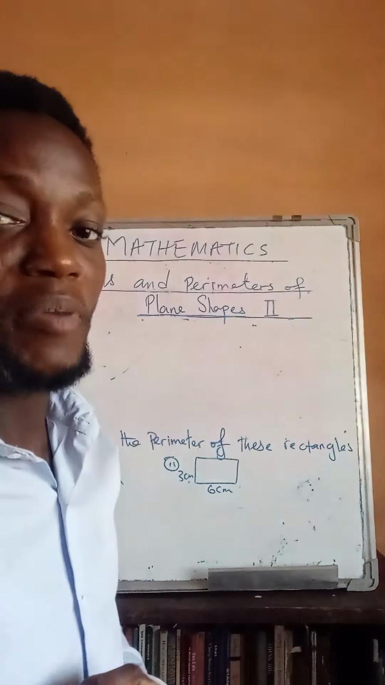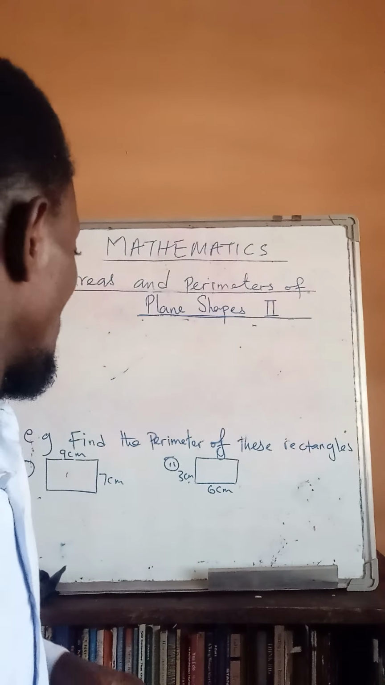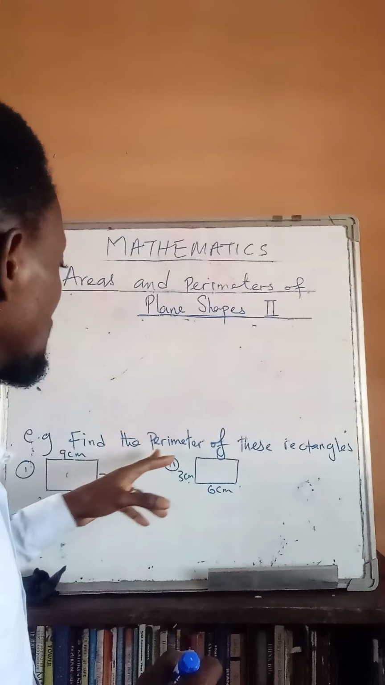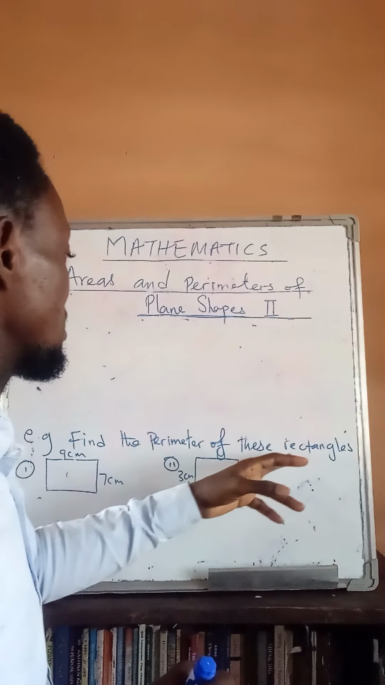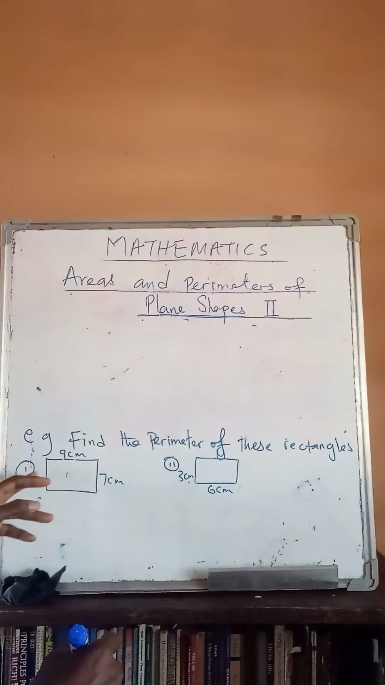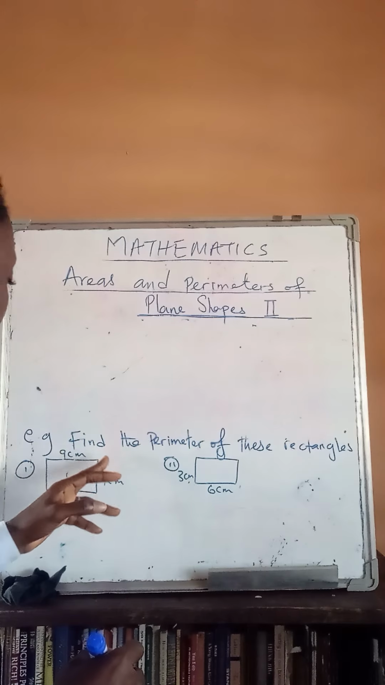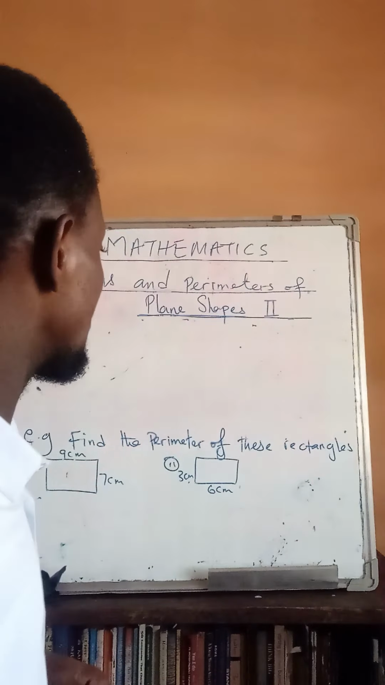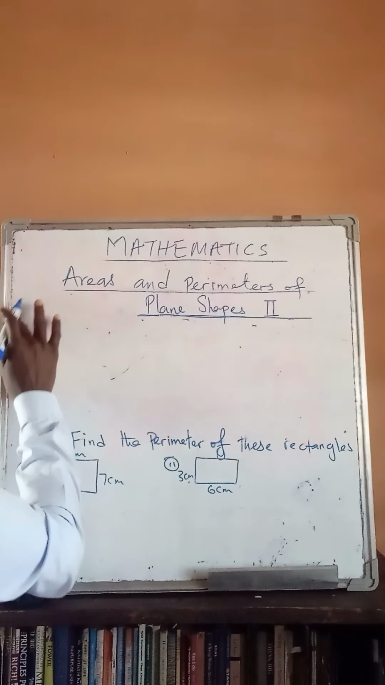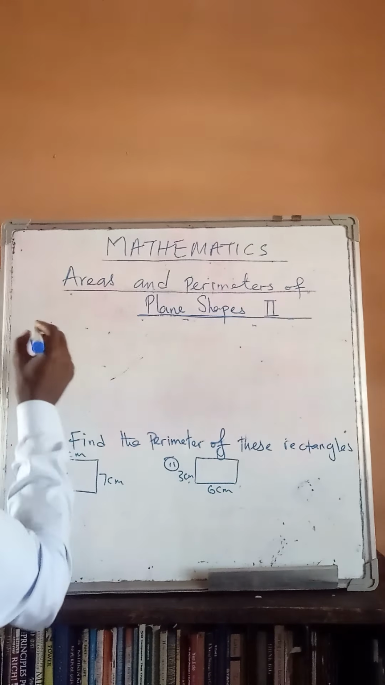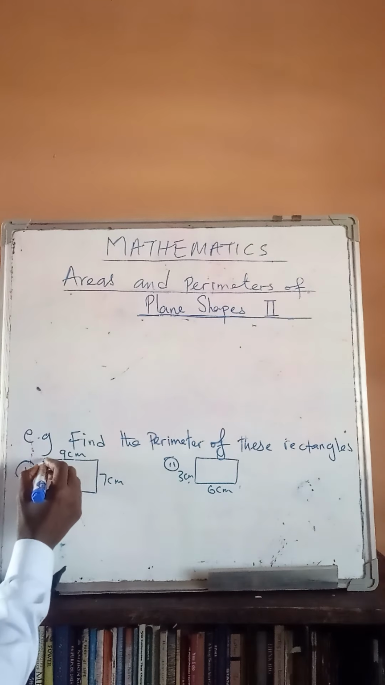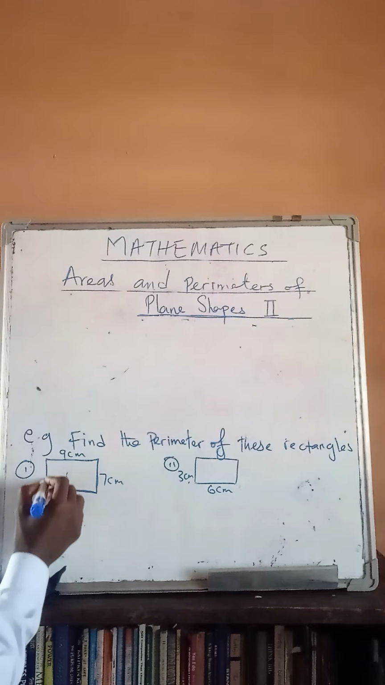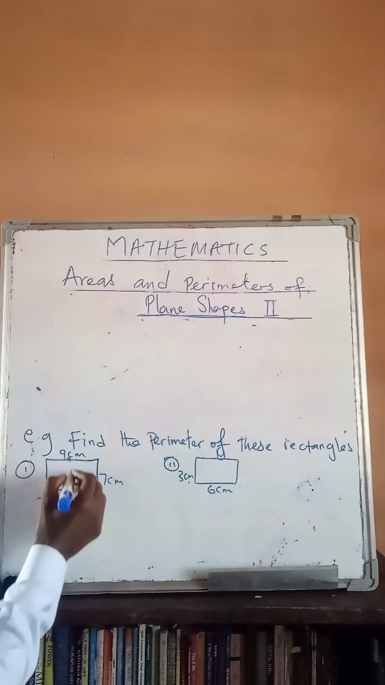Now we are going to look for the perimeter of a rectangle. We are still going to be using these same rectangles, just that the question has been changed to perimeter. Find the perimeters of these rectangles. One, length 9 centimeters and breadth 7 centimeters. Remember we said a rectangle is bounded by 4 lines, of which two opposite sides are equal.